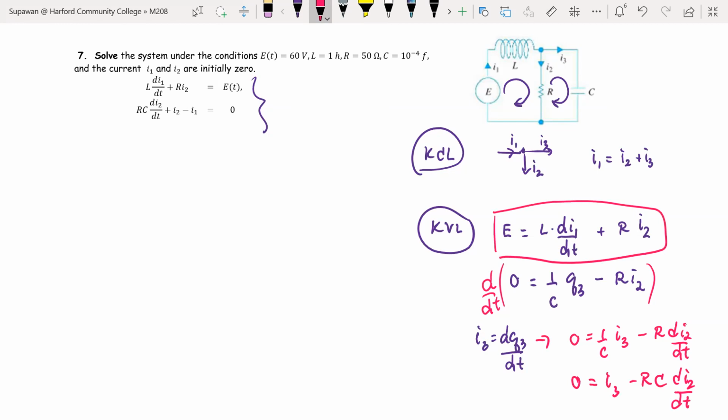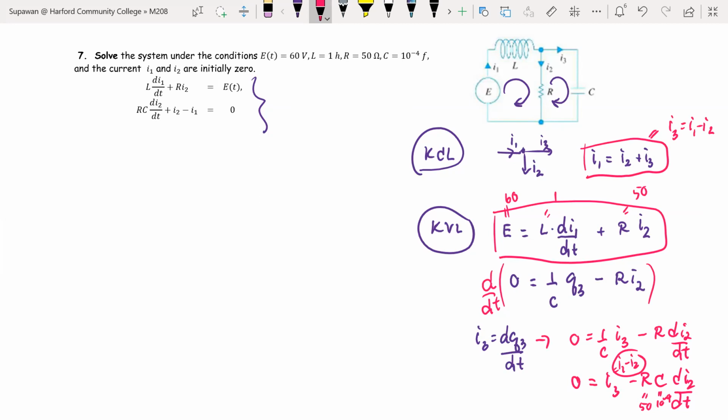From the first equation, E equals 60 volts, and L equals 1, R equals 50. The second equation, we still have I3. So we are going to rewrite it in terms of I1 and I2. From the Kirchhoff current law, we can see I3 as I1 minus I2. So we replace I3 with I1 minus I2, and replace R with the value 50 and C with the value 10 to the negative fourth. So now we have the equations.